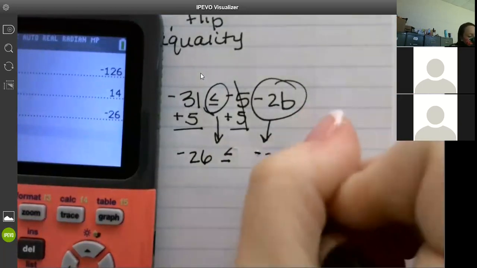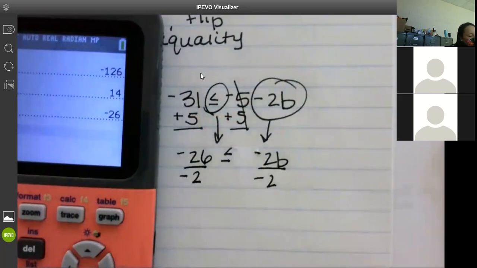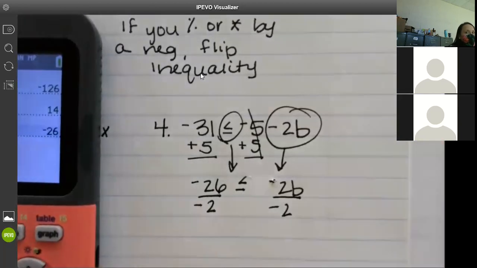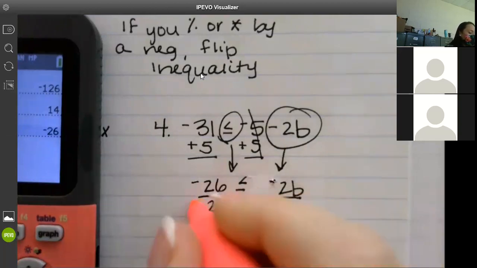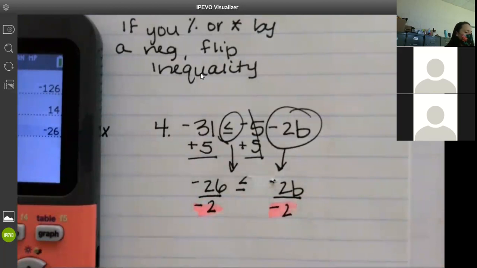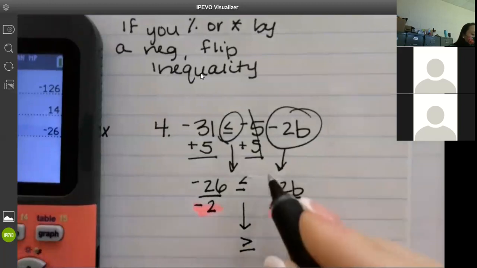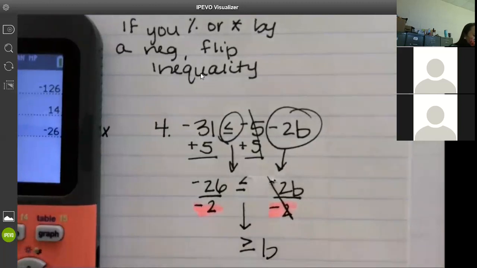Divide by negative 2. What did I divide by? What kind of number? What's our rule say? If you divide or multiply by what kind of number? A negative. Thank you for answering. I really appreciate it. So again, we divided by negative 2. That means we're going to flip that sign. Our 2s cancel out and leave us with b. And then negative 26 divided by negative 2 is 13.